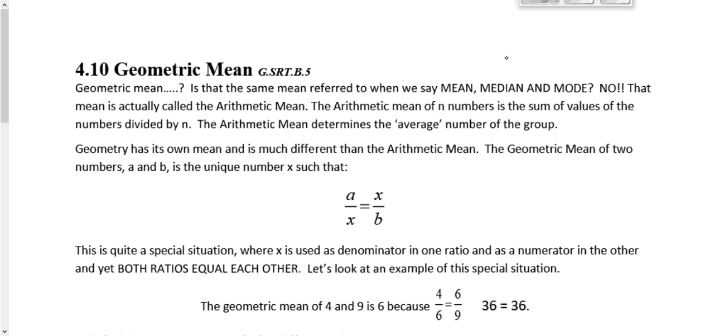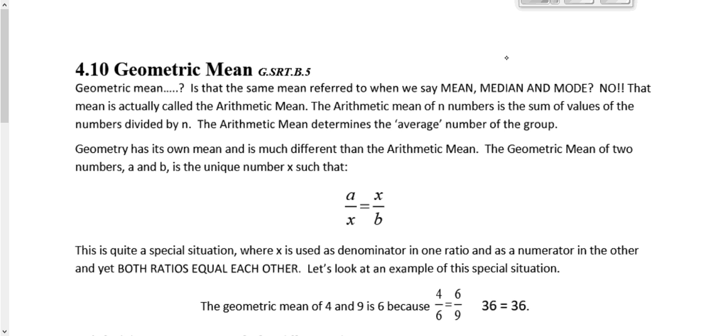So, geometric mean. In algebra and the math lessons before that, you learned generally what it means to take the mean of several numbers. What's another word for the mean for a set of data? The average. Okay.